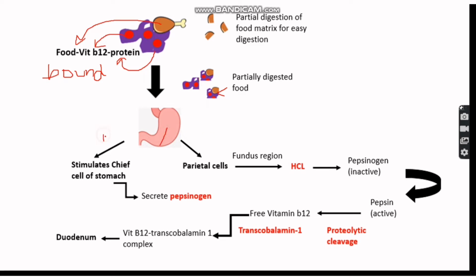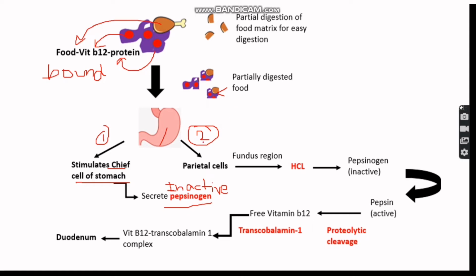Once this partially digested food enters the stomach, it will do two things. First of all, it will stimulate the chief cells of the stomach to release pepsinogen. This pepsinogen is in inactive form. So for this pepsinogen to perform its role, it must be converted into active form.